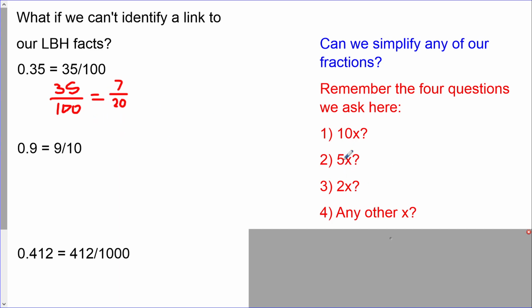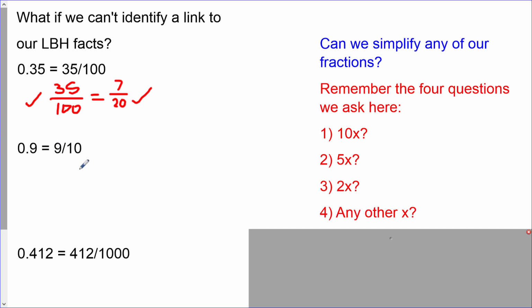We then go through our questions again. Do both the numerator and denominator go into the 10 times table? No, they don't. Do they both go into the 5 times table? No, they don't. Do they both go into the 2 times table? No, they don't. Do they go into any other times table? No, they don't. So therefore we have our final answer. If you had left your answer as 35 out of 100, you would still get it correct, but I just want to make sure we're remembering that we can simplify fractions as well.